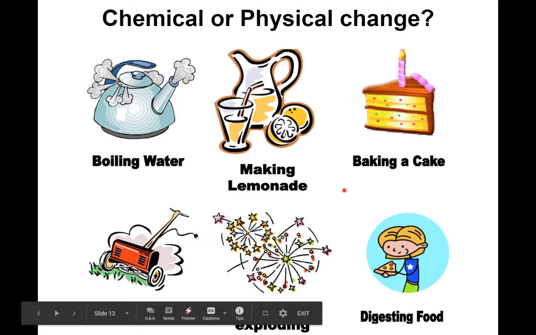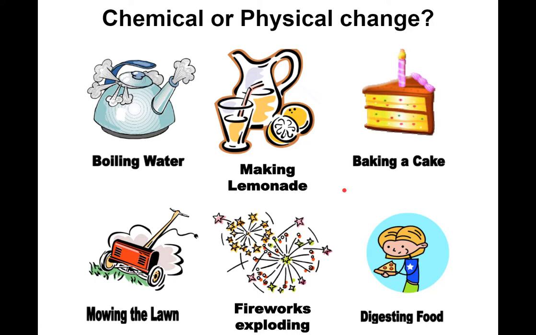Fireworks exploding. For fireworks, it's giving off a different color. It's giving off a noise, which is energy. It's giving off light, which is energy. If you touched it, it'd be giving off heat too. So fireworks exploding is chemical change.